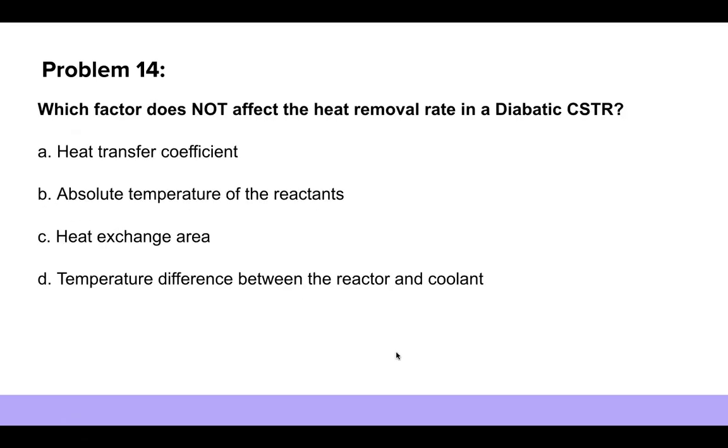Okay, moving forward to the next question. Which factor does not affect the heat removal rate in an adiabatic CSTR?